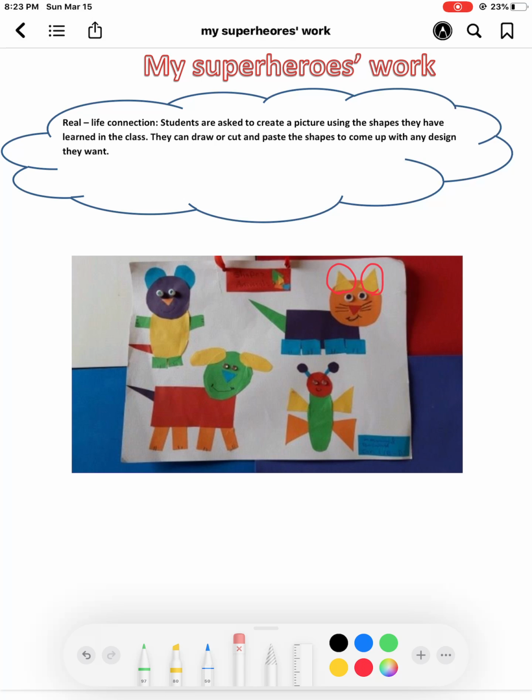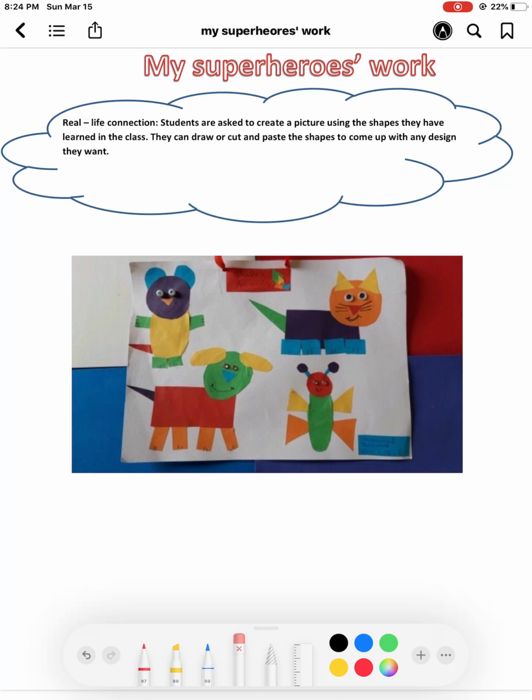Now, let's go to the eyes of the cat. The eyes are made of circles. How did I know that those are circles? I know because circles have curved shapes.